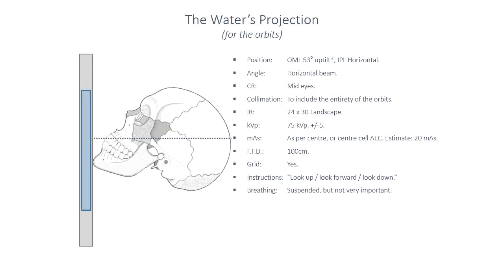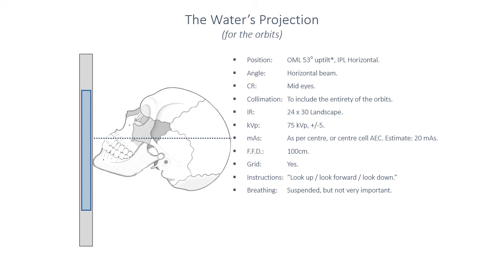And now some supplementary and extra projections of the facial bones. The Waters projection is a very good projection for the eyes. When we have a look at the eyes, much of the time when a patient presents for an orbits or eye x-ray, the clinical history is a queried or known foreign body within the eyes.